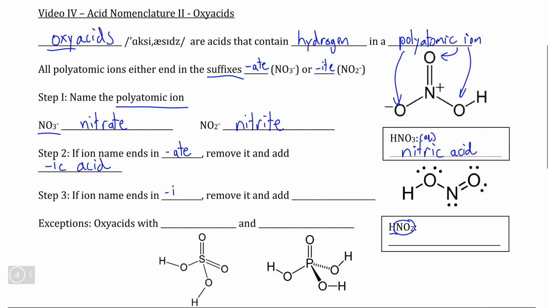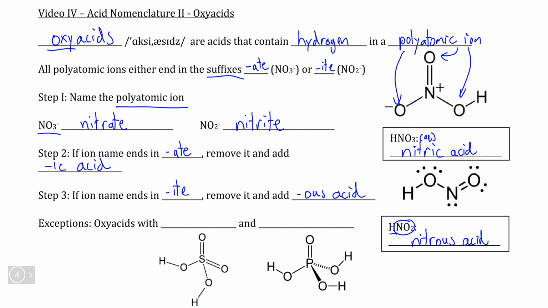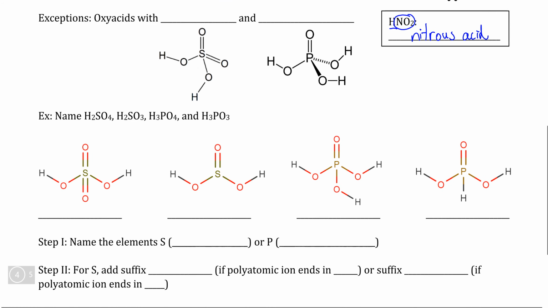Now, conversely, if our acid ends in the suffix -ite, for example, nitrite, we remove that suffix. You can see that I didn't write an -ite here, and instead of adding -ic acid, we call these -ous acids. So this acid name would be pronounced nitrous acid, and this generally applies to every acid that is based on a polyatomic ion that ends in -ate or -ite, with two slight exceptions, and these exceptions are oxyacids that contain the element sulfur.